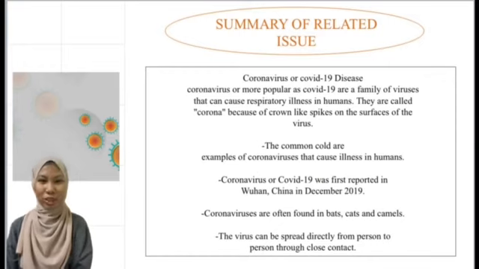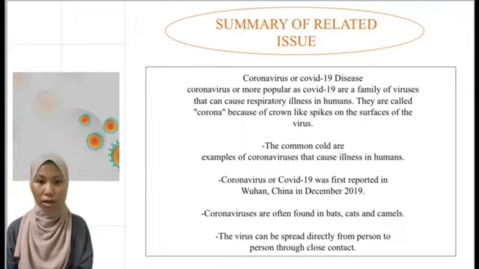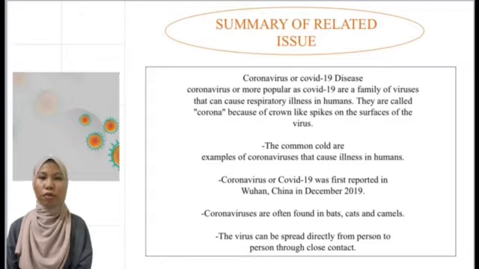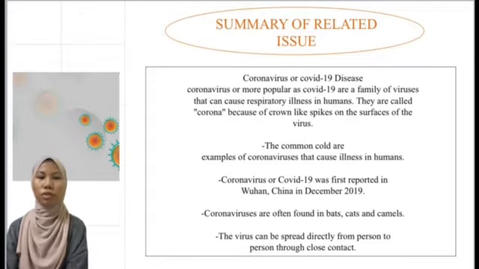Summary of related issue. Coronavirus, or COVID-19 disease, or more popularly known as COVID-19, is a family of viruses that can cause respiratory illness in humans. They are called corona because of the crown-like spikes on the surface of the virus. Severe Acute Respiratory Syndrome (SARS), Middle East Respiratory Syndrome (MERS), and the common cold are examples of coronaviruses that cause illness in humans. The new strain of coronavirus, COVID-19, was first reported in Wuhan, China in December 2019.